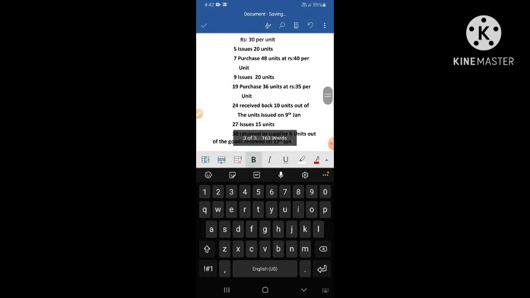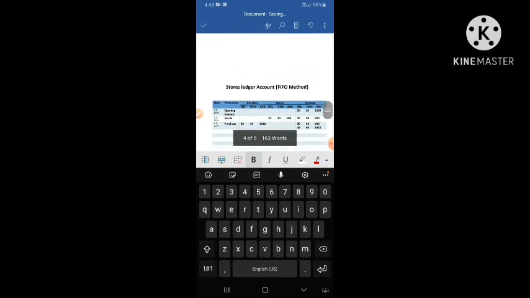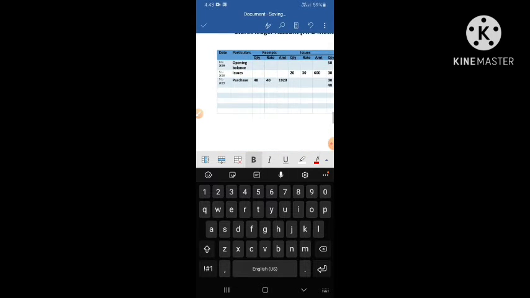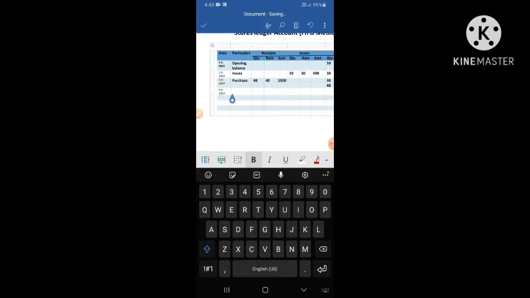Next to 7th Jan there is the 9th. So on 9 Jan 2019 they made an issue of 20 units. So we should show it in the issue column.